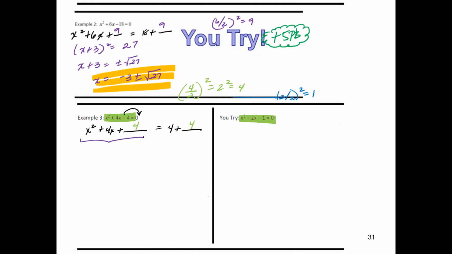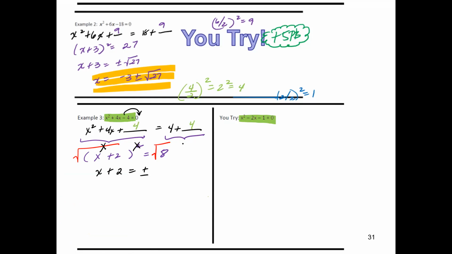Next, rewrite your left factor. And it's always going to be the middle number divided by 2. So it's going to be x plus 2 squared equals 4 plus 4 is 8. Then let's solve. What's the opposite of a square? A square root. So in this situation, that part cancels. x plus 2 equals plus and minus.